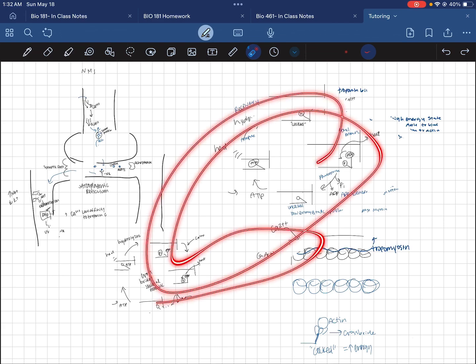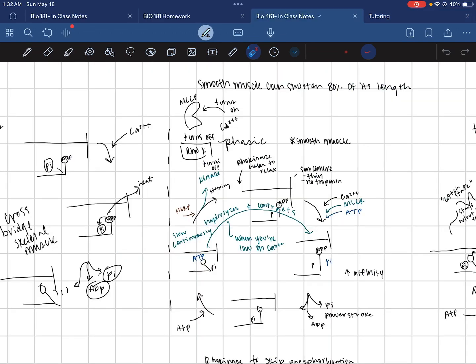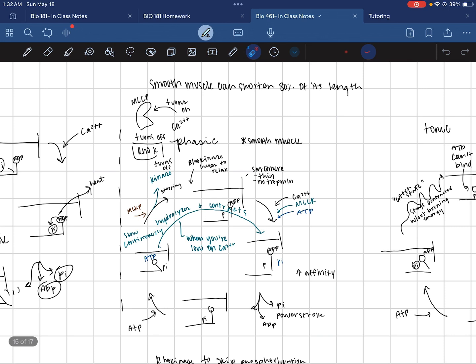I want to give notice to the fact that this only applies to skeletal muscle, because now we're going to go ahead and talk about smooth muscle, which is basically when we could use an example of peristalsis, when you're moving your food from your mouth and your esophageal tract and then into your intestines to be digested.